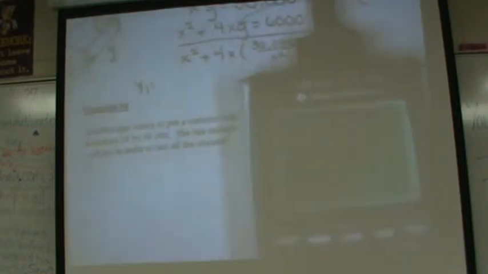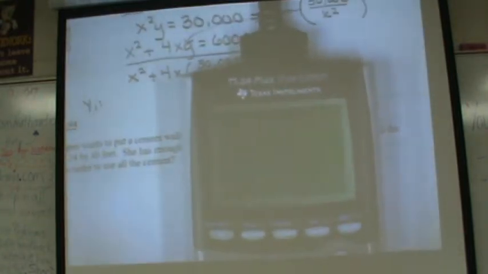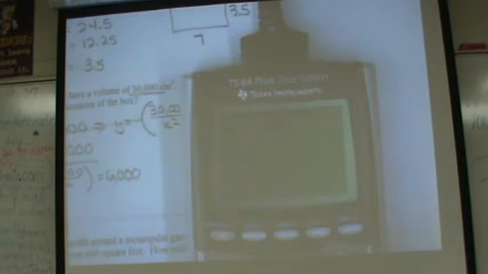You're going to type in x squared plus 4x, parenthesis, 30,000 divided by x squared, and then minus 6,000. Okay. Now, we need to change this. I want you to all change this window. Change it to, go to 100 for the x.